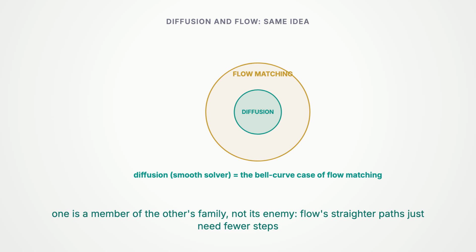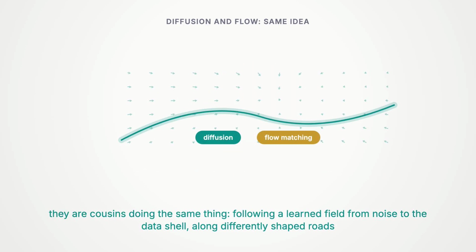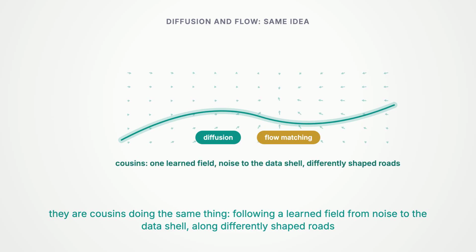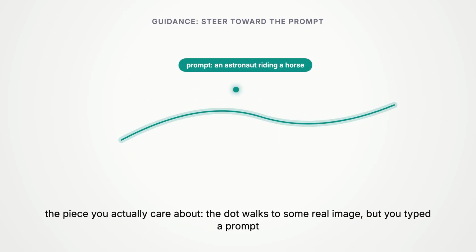The reason flow matching feels newer and better is mostly that its straighter paths need fewer steps, which is a real practical win. But it is a cleaner rederivation and a better default route, not a different physics. So when you read that some 2026 model uses flow matching and another uses diffusion, hear it correctly. They are cousins doing the same thing, following a learned field from noise to the data shell, just along differently shaped roads. One piece is still missing, and it is the one you actually care about as a user.